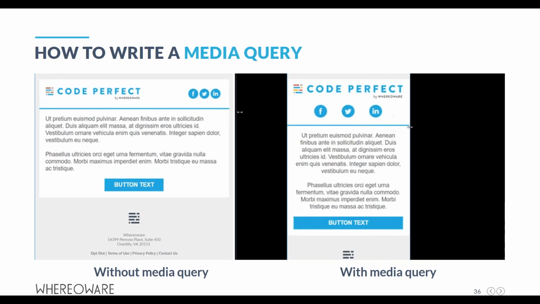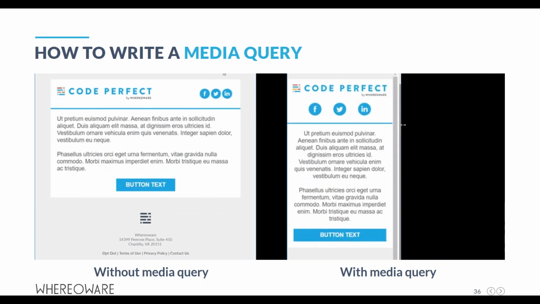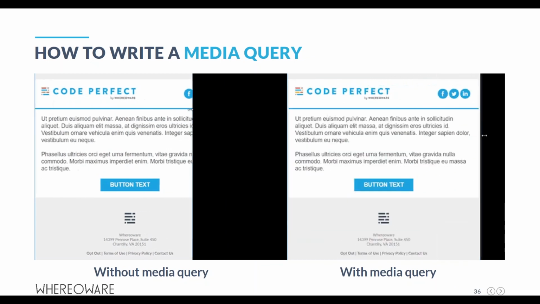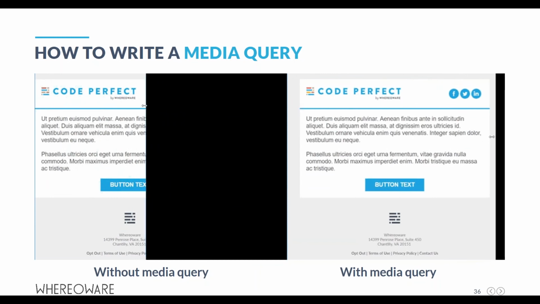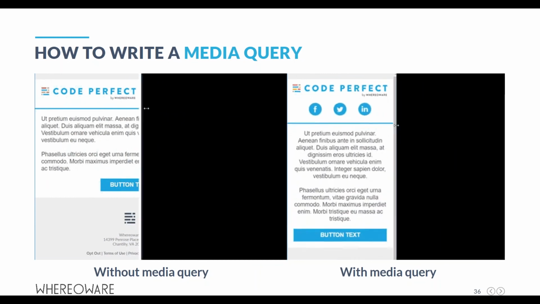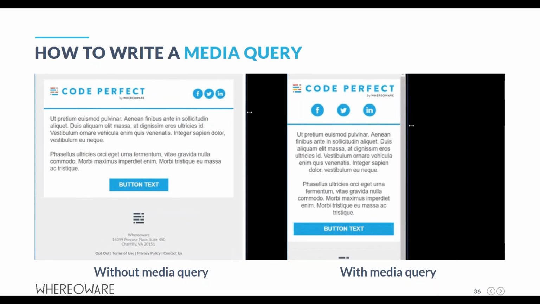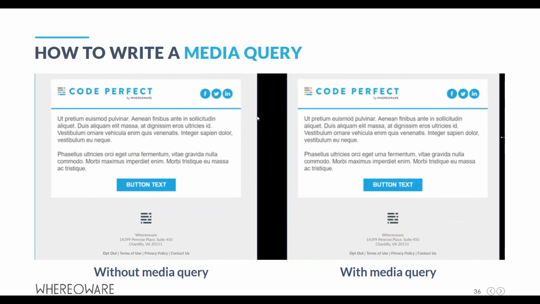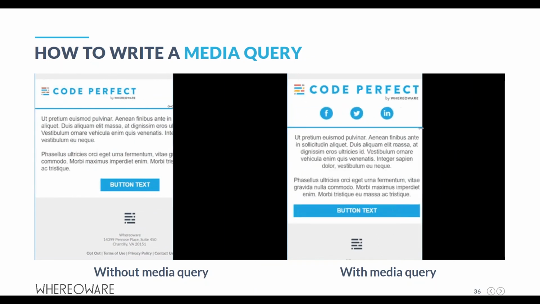Then within that rule, we're going to have our class. And to start a class, it's as simple as a dot and then the class name, mobile-table. And for this example, we're trying to take a 600 pixel wide table and make it 100% width, no matter what screen width it's viewed on.